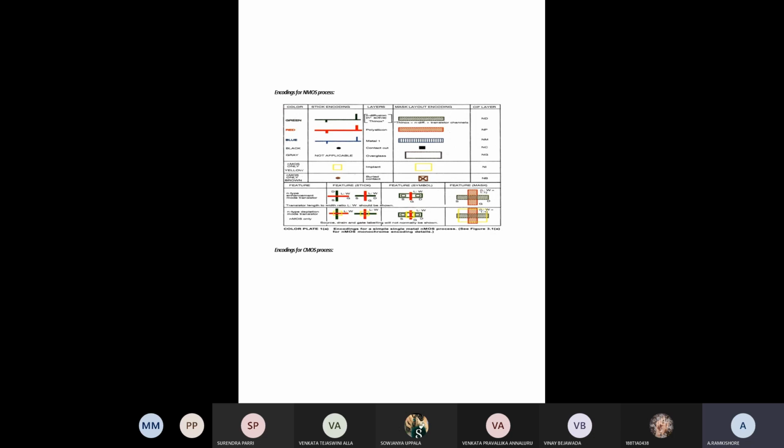That indicates there will be a proper imposition, or the materials will be injected in a proper manner. That is the indication we have to observe whenever we are drawing the stick diagram and also the layout diagram. So next one, metal one. For metal one, we have to use the blue color. In the stick diagram, we draw a blue line, and in the mask layout, we draw a wider graph.